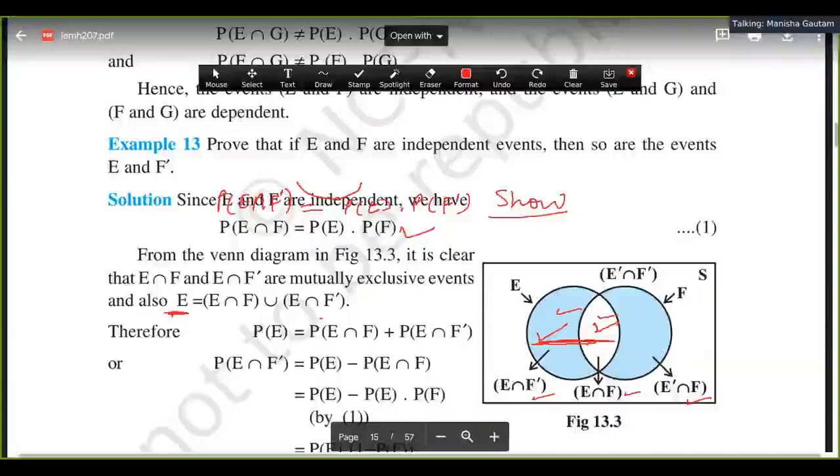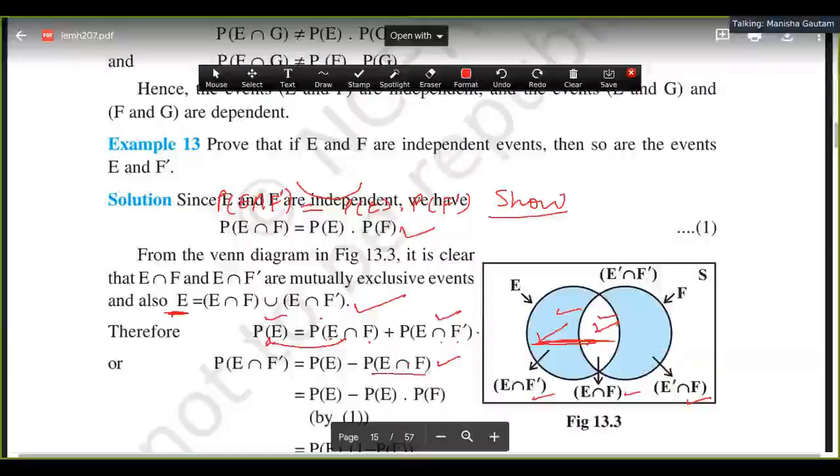Now you can apply the distributive property. I think here it will be E intersection. And now apply the formula of probability, not distributive property. Apply the simple probability formula. Probability of E is equal to probability of E intersection F plus probability of E intersection F'. Now keep probability of E intersection F as it is, and shift the terms from left to right. You will get here probability of E intersection F'. This is as it is, and shift this to the left-hand side, like this.